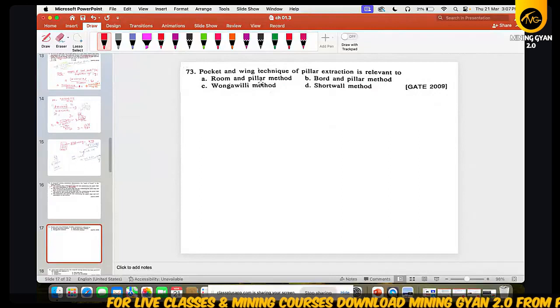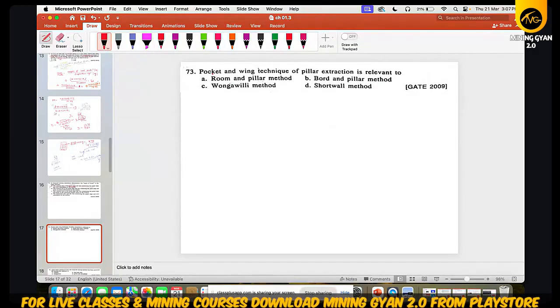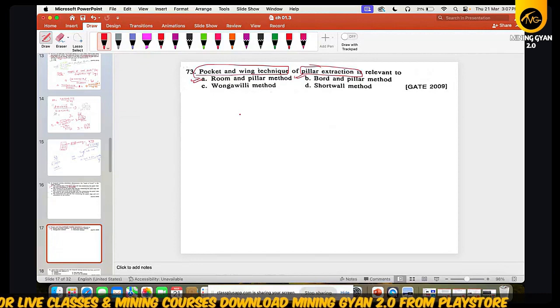Next question. Pocket and wing technique. The pocket and wing technique in pillar extraction we will use in the room and pillar method.